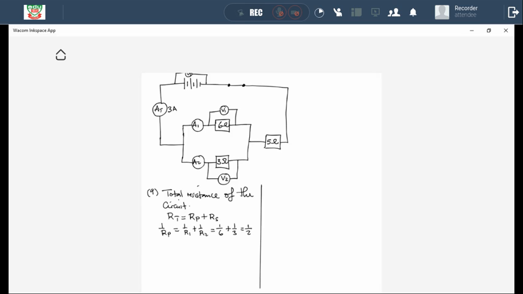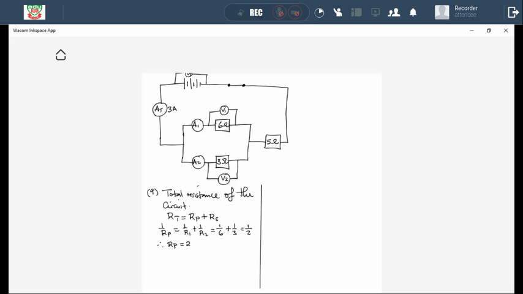But we are not looking for 1 over RP, we are looking for RP. Therefore, we reciprocate. RP is equal to, what you have done to the left hand side, you do it to the right hand side. So it was 1 over RP, and it becomes RP over 1, which is RP. So 1 over 2 becomes 2 over 1, which gives us 2. So the parallel connection is 2 ohm. That is the total resistance for the parallel connection.